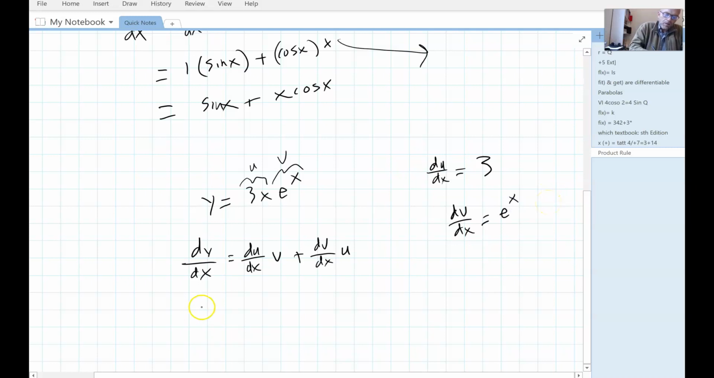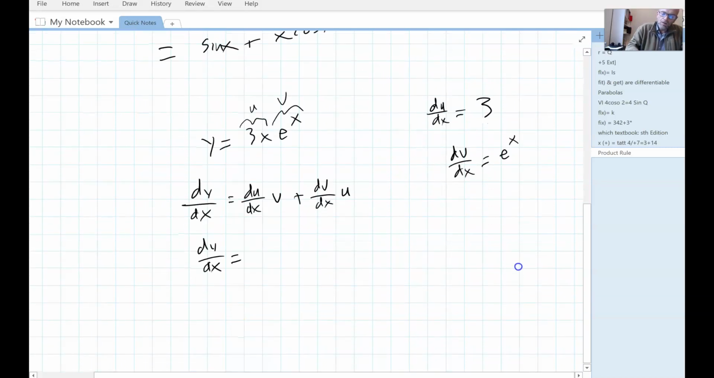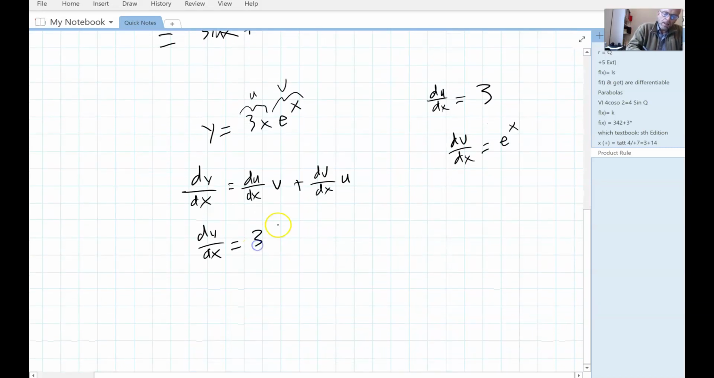So then we go back over here and say dy/dx is equal to 3 times v, which would be 3 e to the x, plus dv/dx, that would be 3x times e to the x. Because this is my u, and there's my dv/dx.